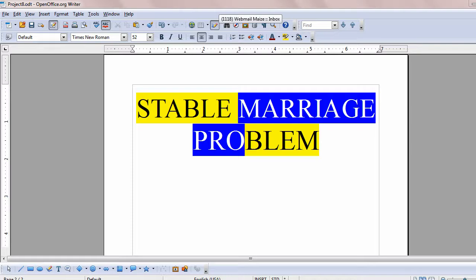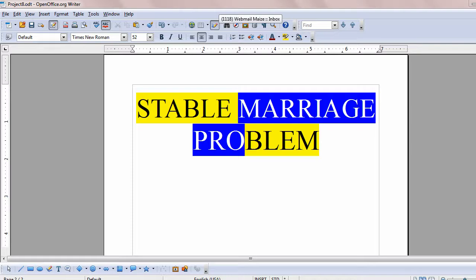Now, in the stable marriage problem, you have two sets with n vertices each. One is the men and one is the women. A marriage would be any matching, and a complete marriage would be a perfect matching.